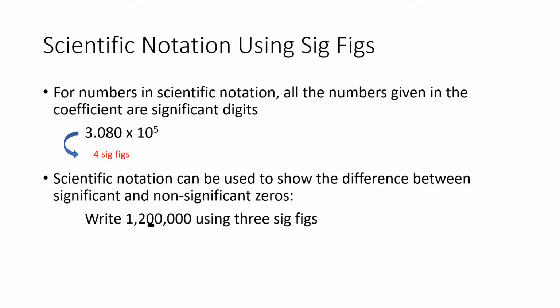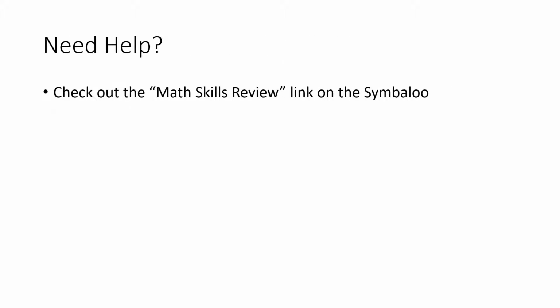So remember, your coefficient in scientific notation can only have 1 digit before the decimal. So that would be 1.20, and we move the decimal 6 times, so it would be times 10 to the 6th. If you're still having trouble with any of this, check out the Math Skills Review link on our Symbaloo page.